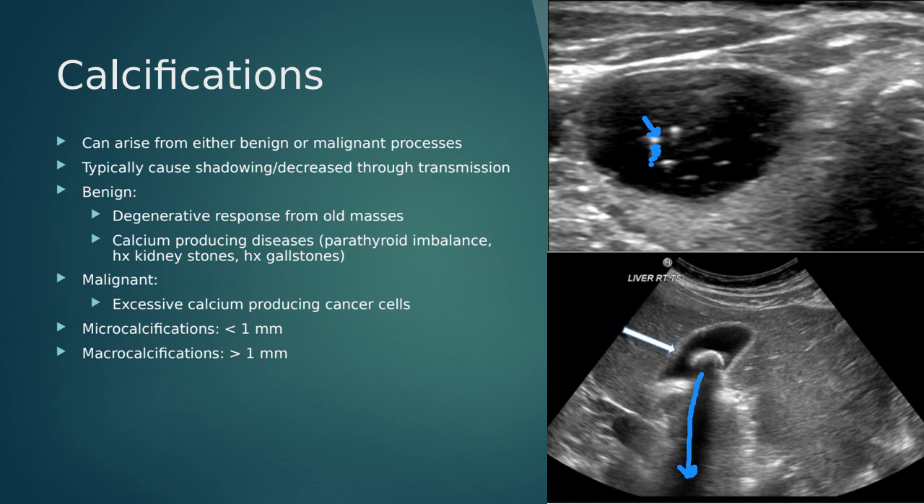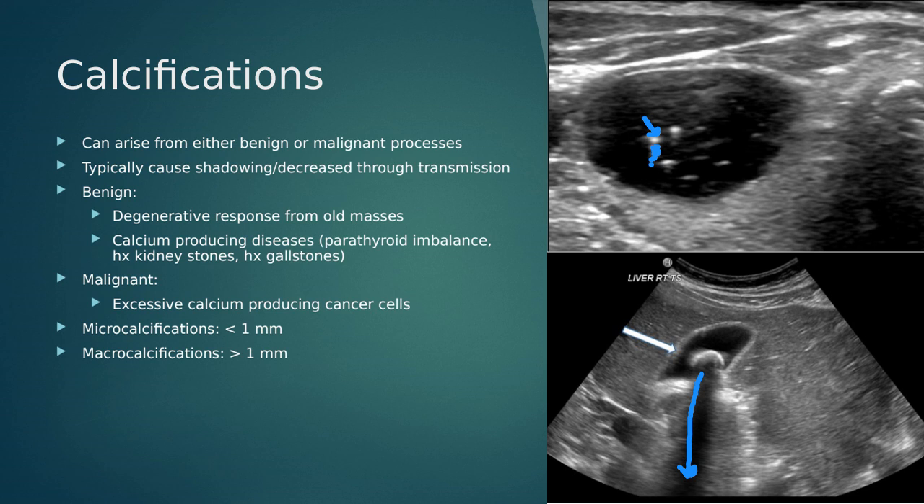The masses start to shrivel up, they start to become heterogeneous if they weren't already, and they start to get calcification replacement in response of those benign tissues in that mass. So we typically see calcifications forming in old masses that are starting to die off. We also see benign calcifications in diseases that produce high levels of calcium.